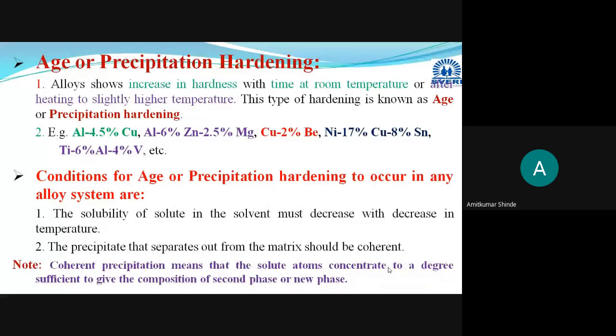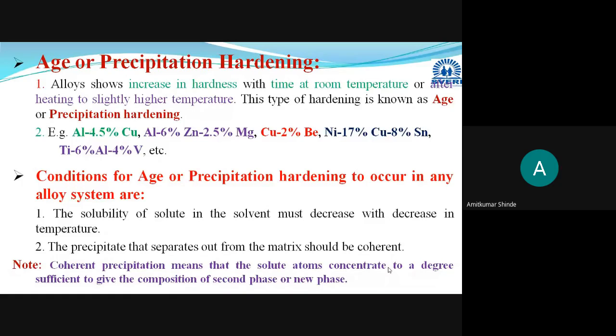From the last few lectures, we are discussing non-ferrous materials and their alloys. In previous lectures, we completed copper and copper alloys. After that, we discussed aluminum and aluminum alloys. Now, in this lecture, we are going to discuss the age hardening process, also known as the precipitation hardening process.